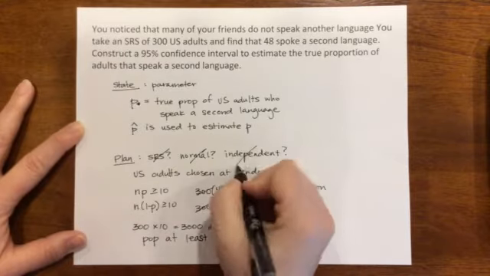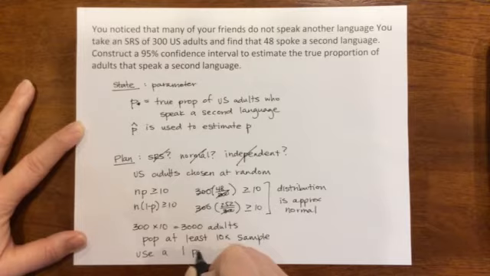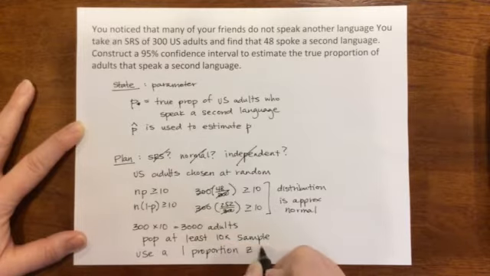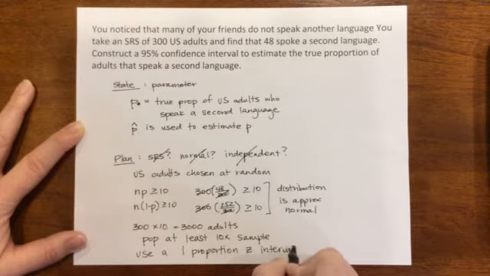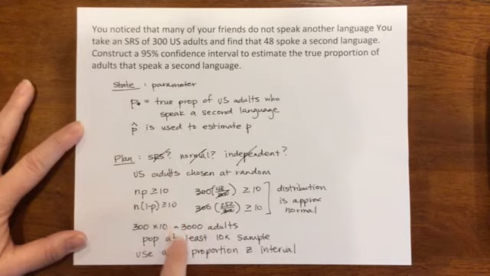And so we just checked all three conditions, which means we're ready to do this problem. And this problem is called a 1 proportion Z interval. So now I've told the reader what I'm going to try to estimate. Now I've told the reader everything checks out. I'm about to do the math.